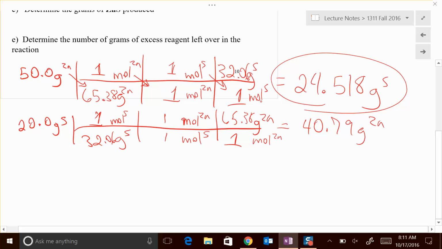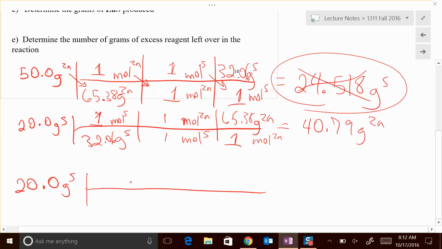20 grams of sulfur, because this is what I see a lot. People will give me the 24.518 grams of sulfur and start there and go on. That's not how you do it. Okay? This is just a theoretical amount. That's not how much I actually have. That's just how much would be used if it reacted with 50 grams of zinc. This is a calculated theoretical amount. The amount I actually have is 20 grams of sulfur. So to find out how much zinc sulfide I make, I need to start with 20.0 grams of my limiting reactant sulfur.